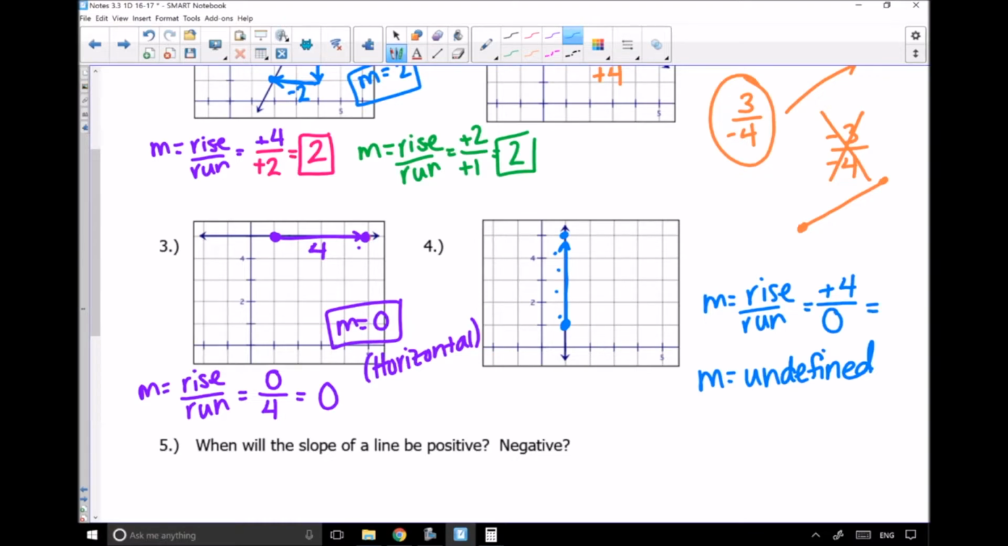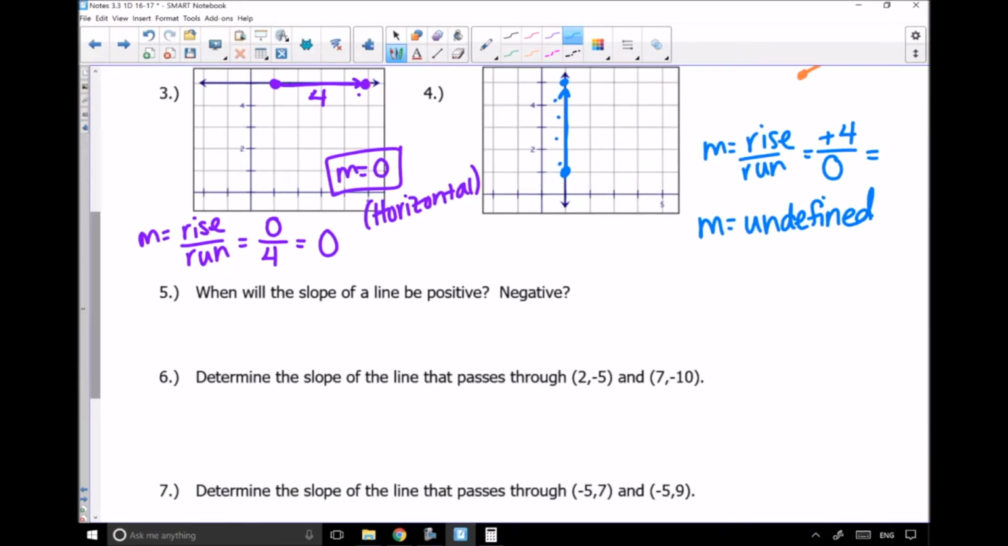Okay, so now question number 5, when will the slope of a line be positive? So how do we know when a slope of a line is going to be positive? Well, we know it looks like this. So this is our positive slope. And this will only happen when our rise and our run have the same sign.